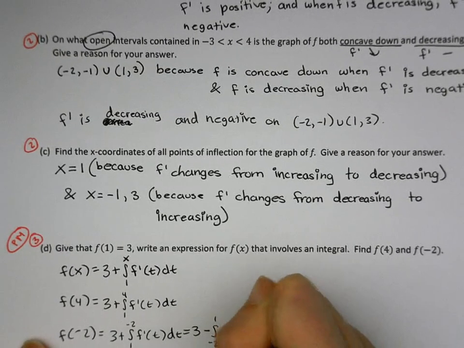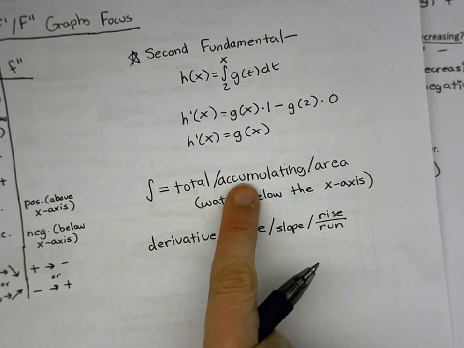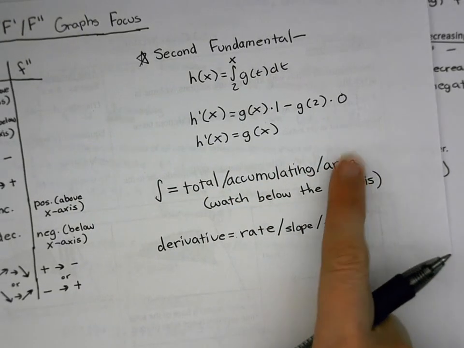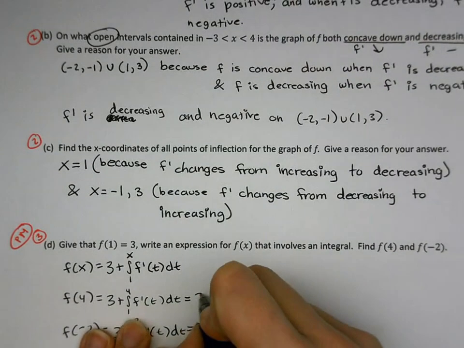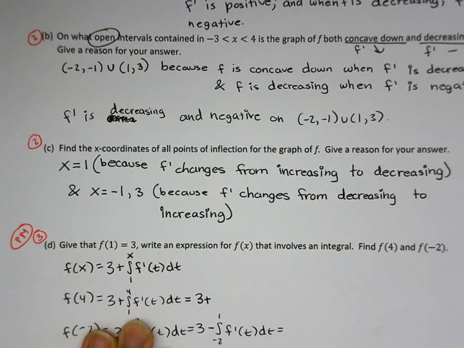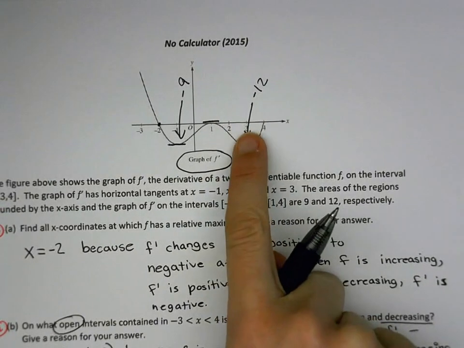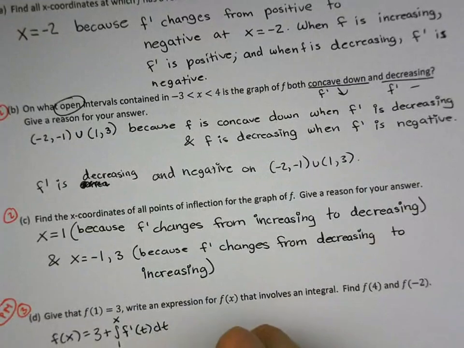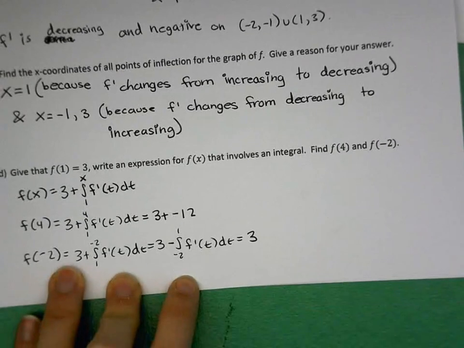And then when it comes to evaluating integrals, remember that an integral is some total, some accumulating value. For us, we're going to consider it as area, right? Because that's what we're looking at with this particular f prime graph. And so this is going to be the area from 1 to 4 of f prime. Well, 1 to 4 here was -12. And so we have 3 plus -12.